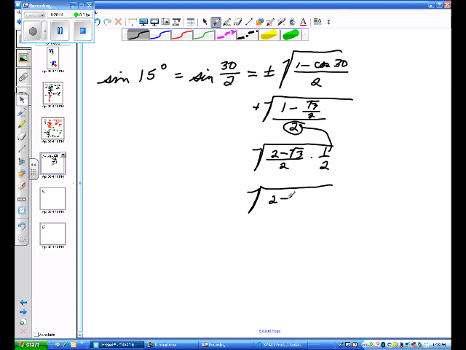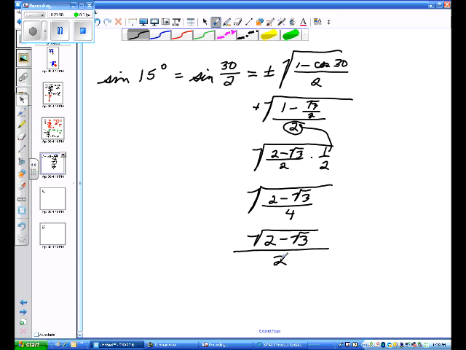So we end up with 2 minus the square root of 3 over 4, and we know the square root of 4. So our final answer would be 2 minus the square root of 3 over 2. Now notice this 2 is not under the radical because that was the square root of 4. We took the square root of 4 and it gave us 2.